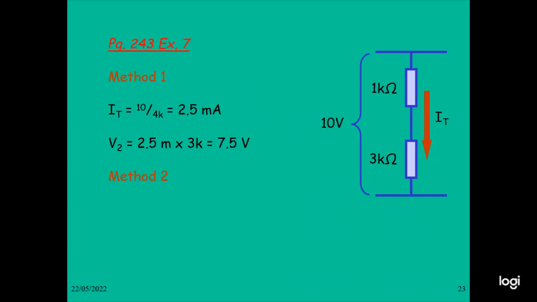Method 2: we apply V2 equal to the total voltage 10 volts multiplied by the 3 kilo ohm, divided by 1 plus 3 kilo ohm. So you get 7.5 volts.